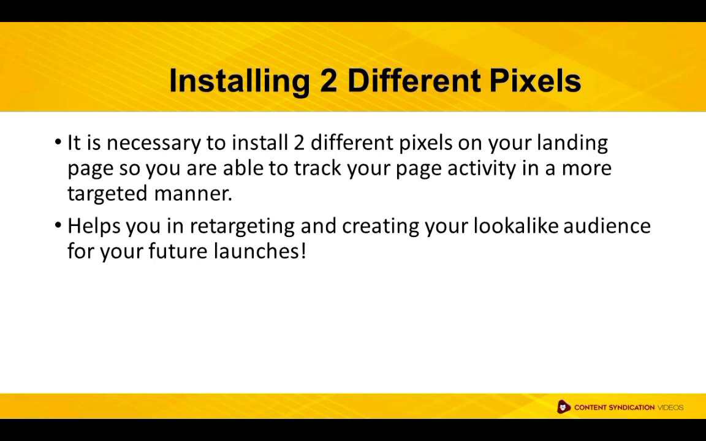The main reason why you need to install 2 different pixels on your landing page is so you are able to track the activity of your page in a more targeted and focused manner. In a nutshell, your first pixel tracks the activity and the type of audience on your site, and the second pixel specifically tracks if the audience submitted their details on your site. This will give you a higher chance in retargeting and creating your lookalike audience for your future launches.